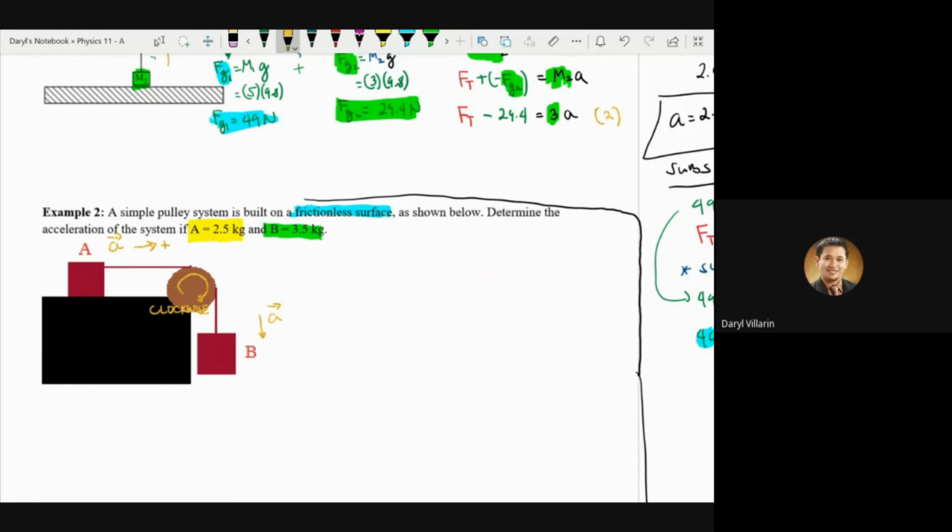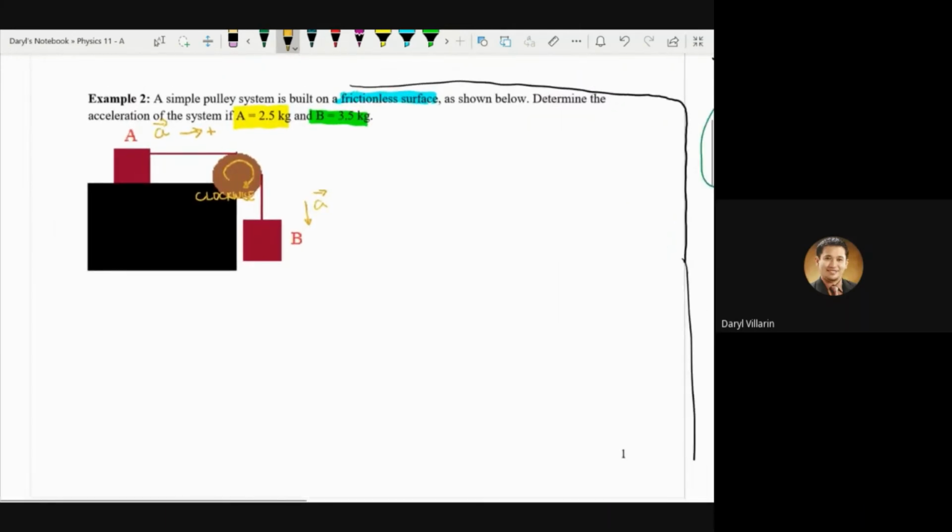So again, just like before, you try to draw the free body diagram of each separately. So free body diagram of A and B. So again, free body diagram of each. So I'm gonna draw them separately. So for A, if this is my object A, what are the forces?